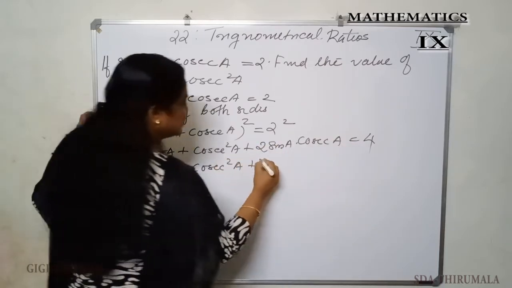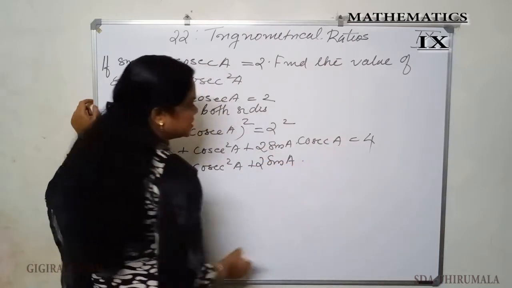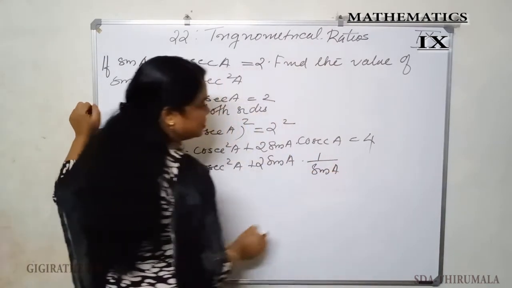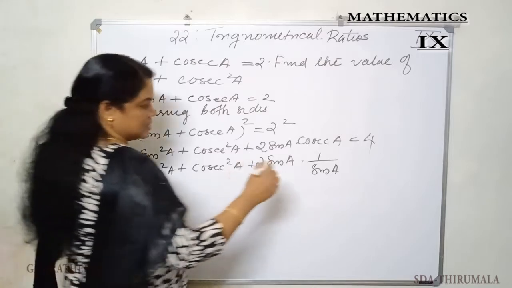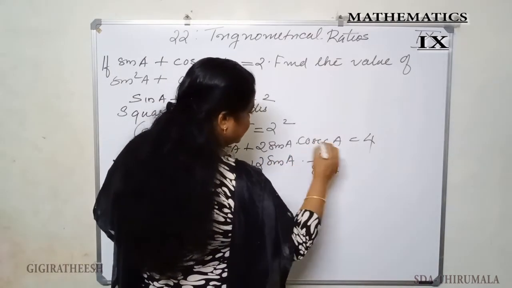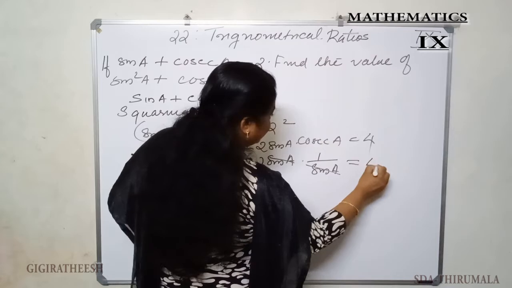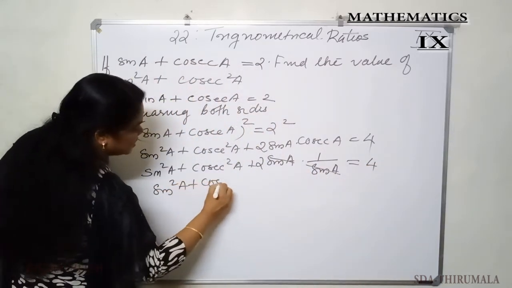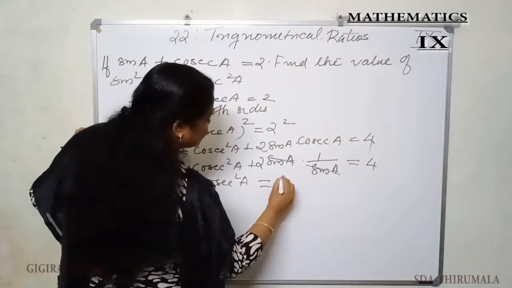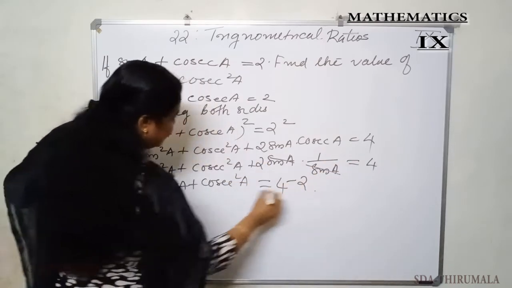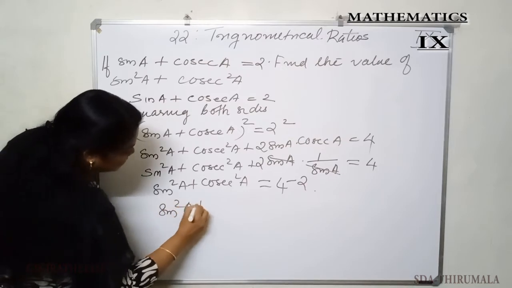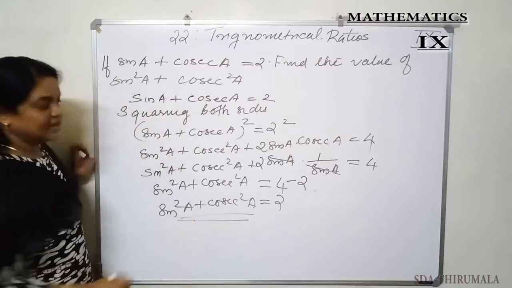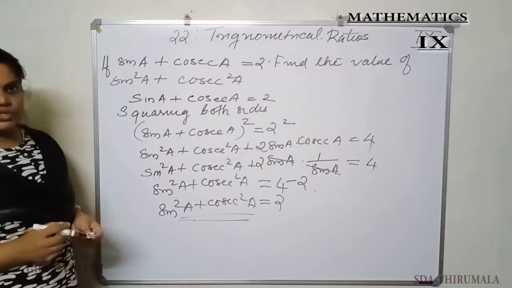Now use the reciprocal: cosec A is equal to 1 by sin A. So 2 sin A into 1 by sin A, cancelling, gives 2. Taking this 2 to the right side, we get sin square A plus cosec square A is equal to 4 minus 2, that is 2. We get the answer: sin square A plus cosec square A is equal to 2.